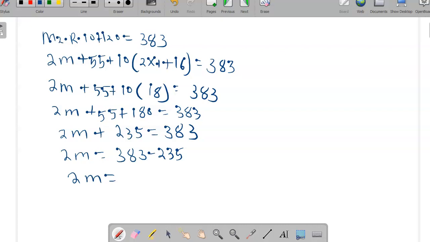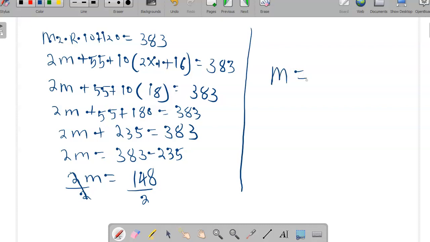383 minus 235, you'll get 148. You divide both sides by 2. Then therefore M is equal to 148 divided by 2. You get 74. M is equal to 74. So that's how you calculate it.